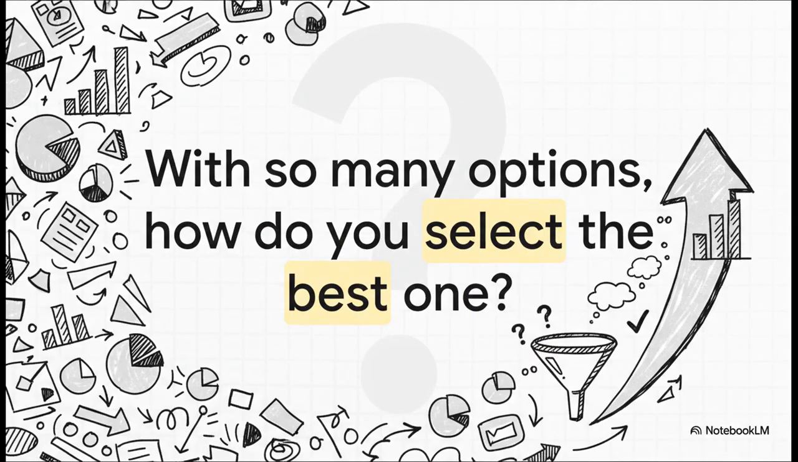And that, right there, is the core problem. All this raw information, it can lead to what they call choice paralysis. You just freeze up. So how do you cut through all that noise and actually use these numbers to pick the clear winner? Well, that's the question we're here to answer.